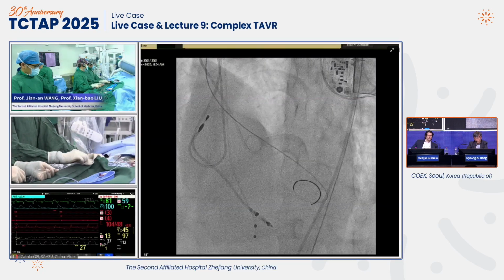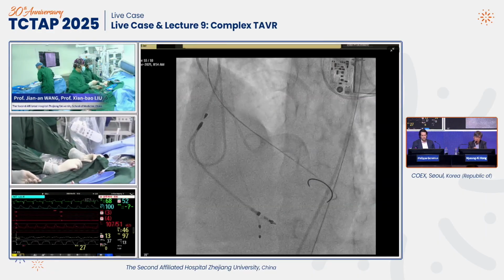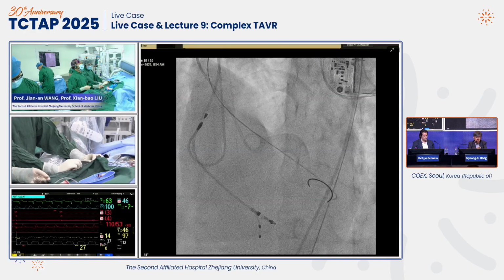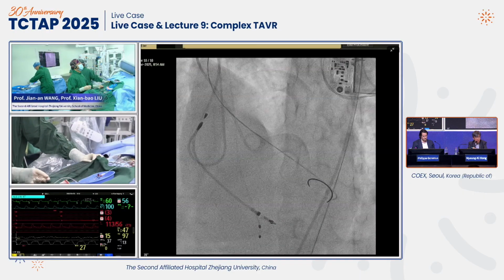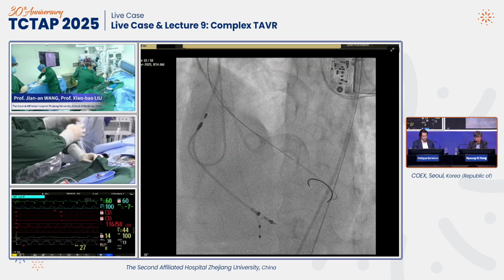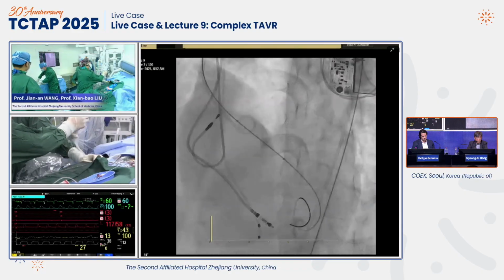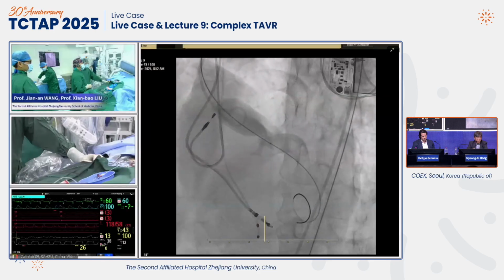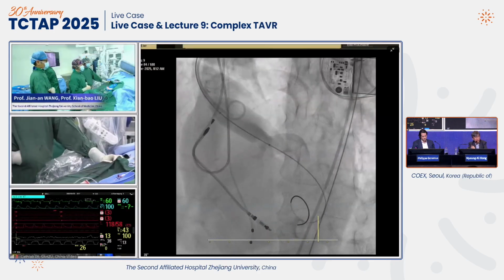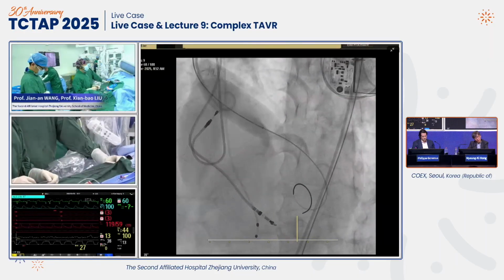When you performed the predilation, I see that there is no upward movement of the calcium region. There is no movement. What does it mean? Is the predilation really effective or not? I'm not sure. Please show the angiogram again during the predilation. At that time, the calcium usually does not move. So no movement. What does it mean?